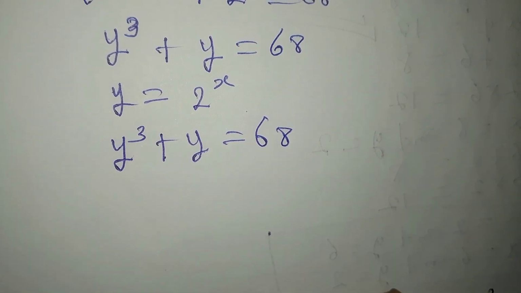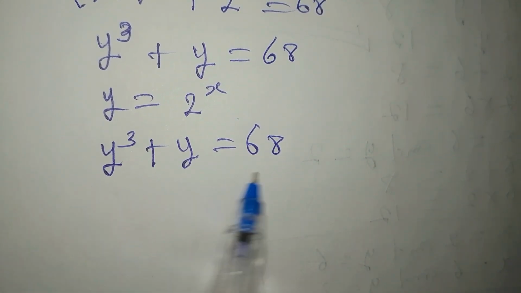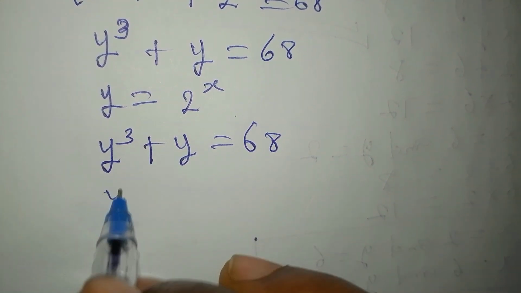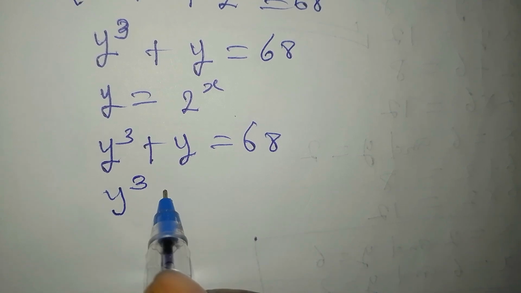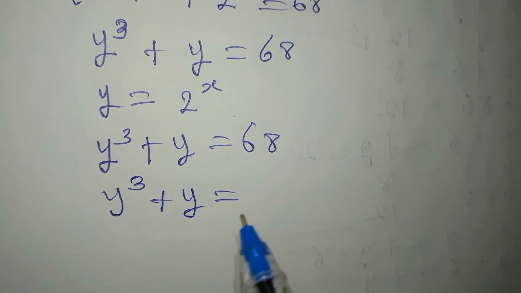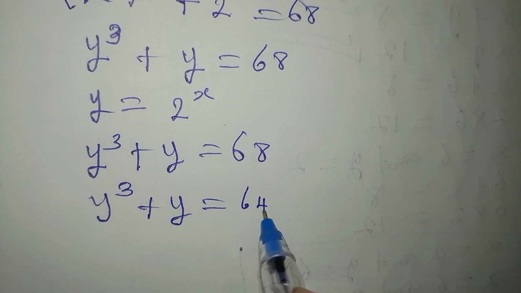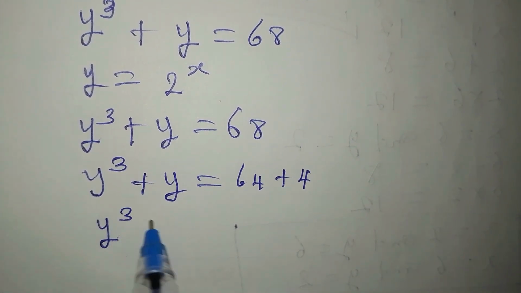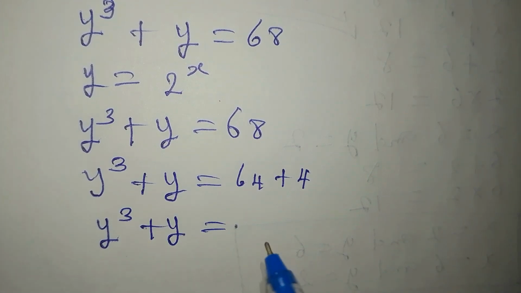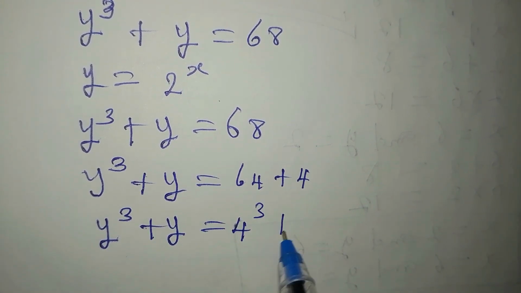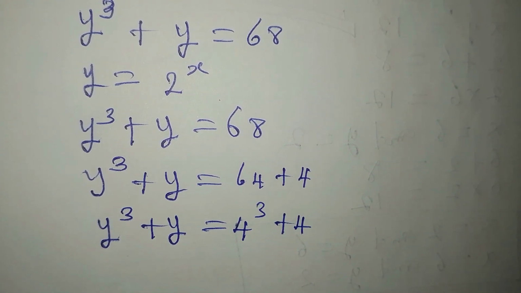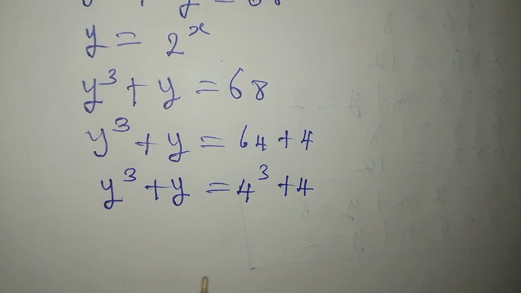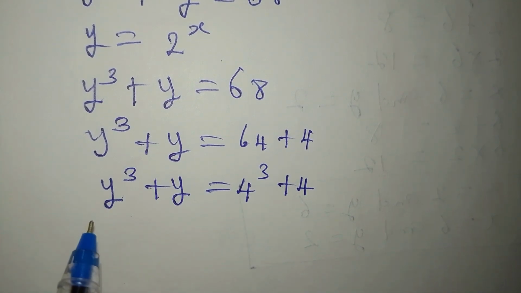Okay, so the next thing on our mind is to factorize what we have here. But I'm going to write this in the form of this. So I'll write y to the power of 3 plus y to be equal to 68 is 64 plus 4. Okay, so y to the power of 3 plus y is equal to 4 to the power of 3 plus 4. Now, compare what we have on the left and on the right hand side. You can see that they are almost the same thing. And you will also see that our y is equal to 4.